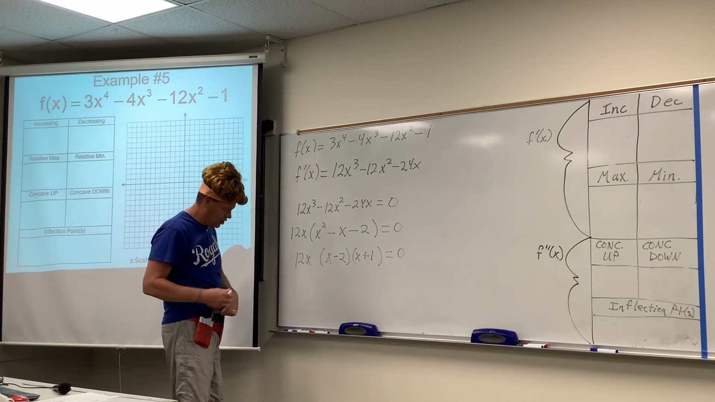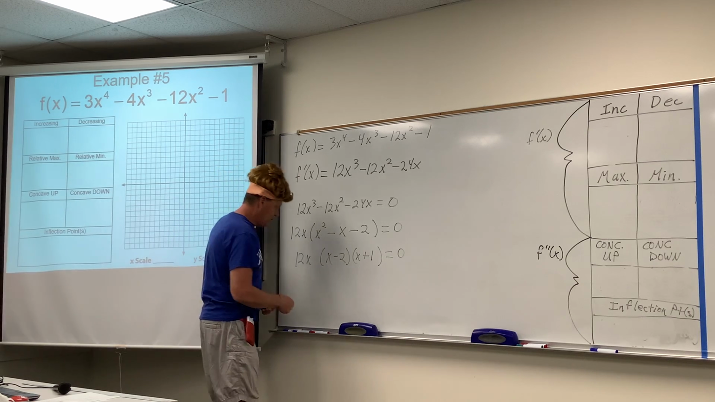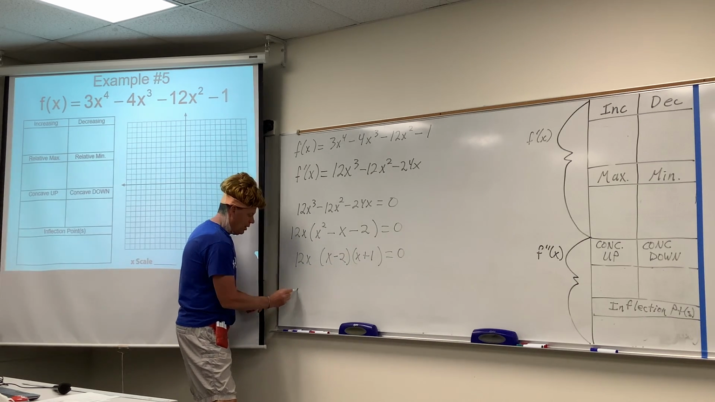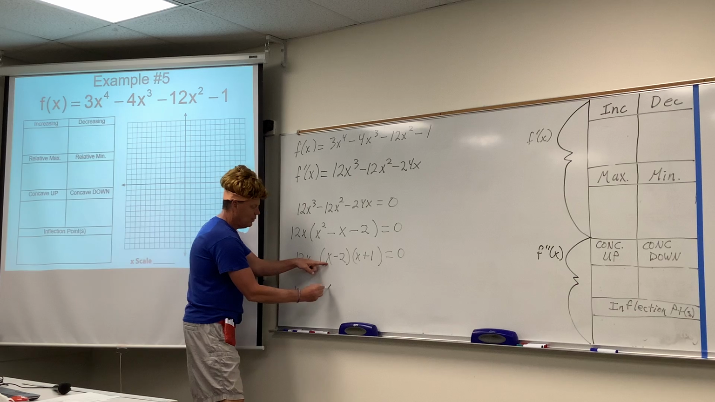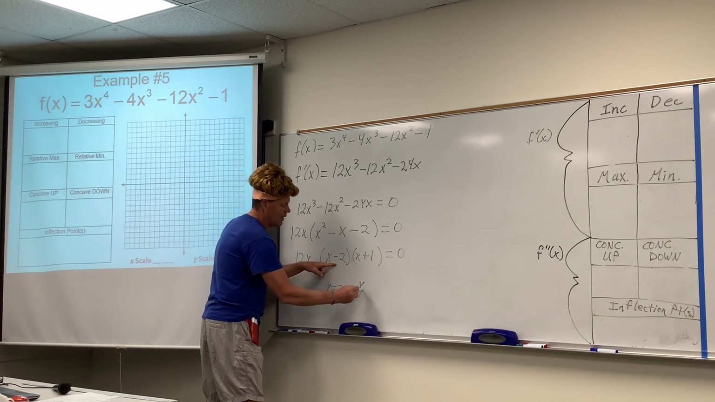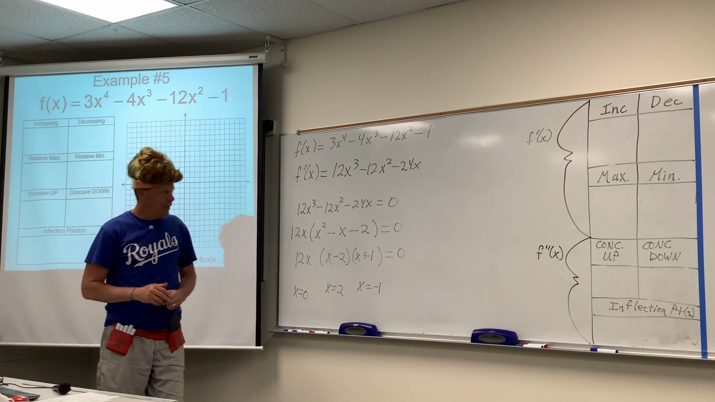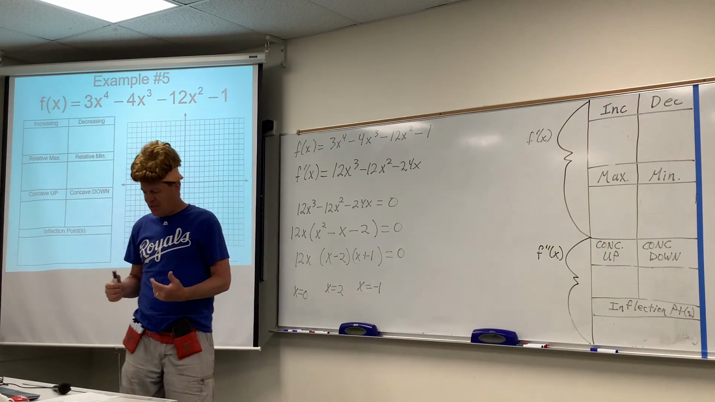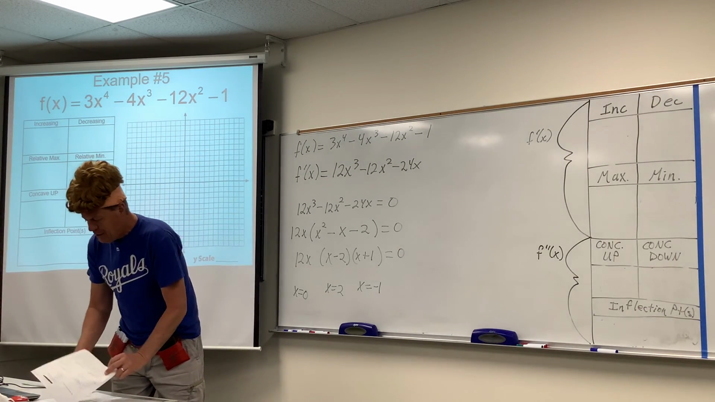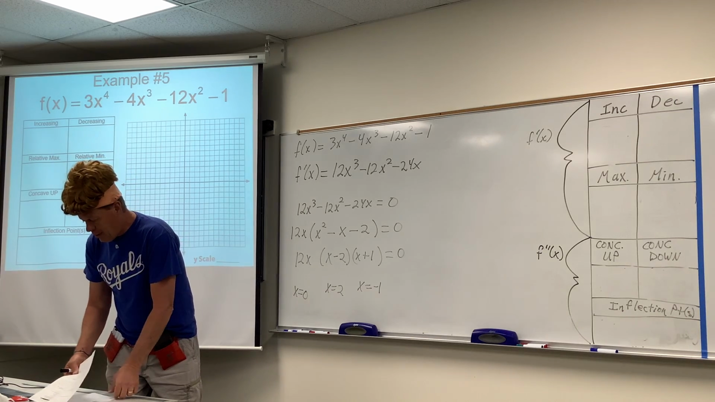Wasn't he or she? So then if you set each of these equal to 0, we get 0 from this one, we get 2 from this one, and we get negative 1 from this one. 3 critical numbers. That's just algebra. There's no division by 0 potential on this one. So once again, we don't need to worry about that.